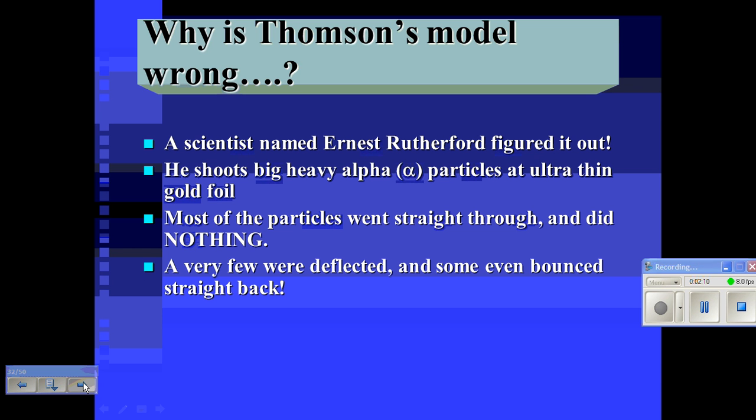There were a few of the alpha particles that were deflected off to the sides, and some came straight back. And so he knew there was some positively charged portion, but it wasn't scattered throughout like they thought. It was all condensed and right in the center in one spot. So it was only if it came in contact with that dense center would it be deflected or bounce back.